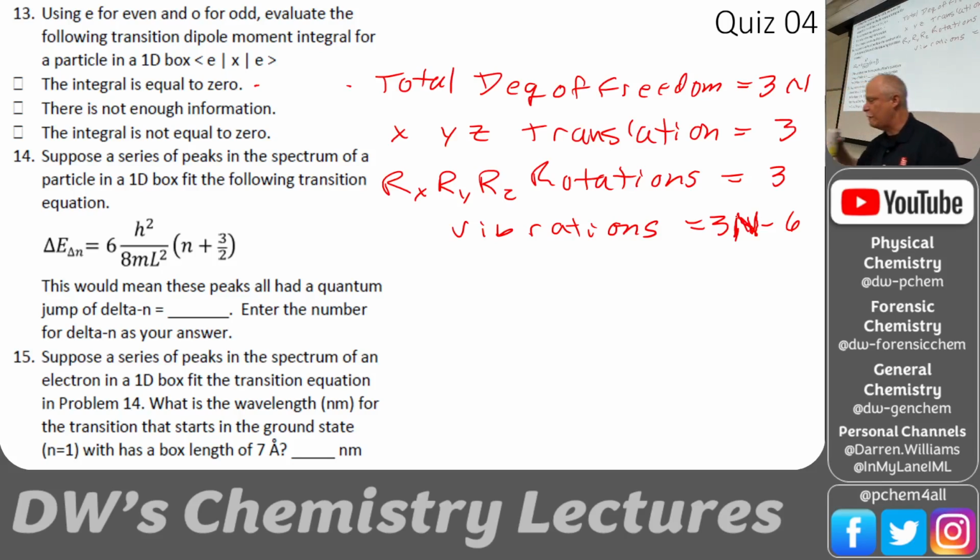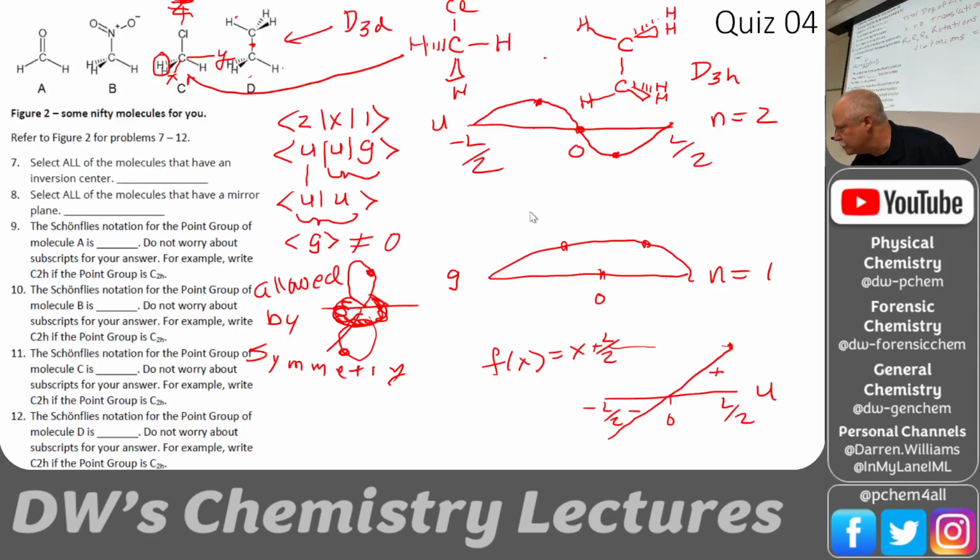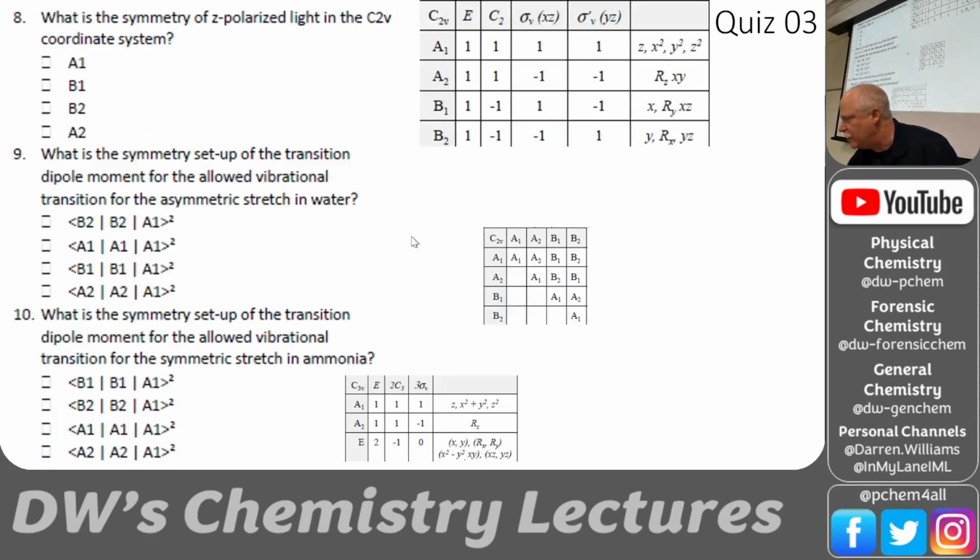On quiz 3, numbers 9 and 10 talk about setting up the symmetry of the transition. Yes, very good question. Like this one? Yeah. So I put the tables next to it. Up here at number 8, what's the symmetry of Z-polarized light? You should all get this one right away if you know the character table. Find Z in whatever row it's in, come over to the left, and it's A1. If I were to ask you about X-polarized light, you find X, you come over, it's B1 in the C2V character table.